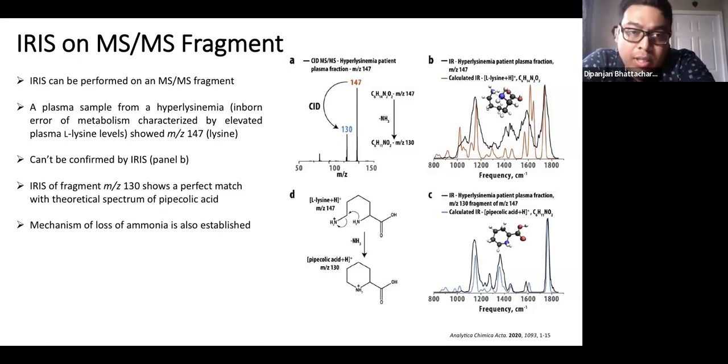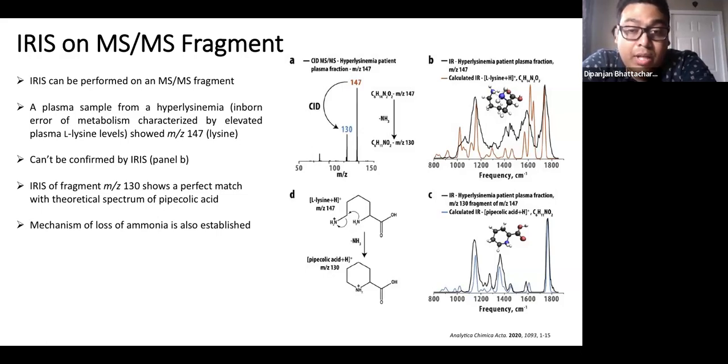good match. Although we know it's lysine now, to confirm that, what they performed is an IRIS spectrum on the fragment, 130. And that IRIS matched nicely with pipecolic acid. The structure is shown on panel D. So they knew that the lysine is actually fragmenting to pipecolic acid. And also that showed the mechanism of fragmentation.